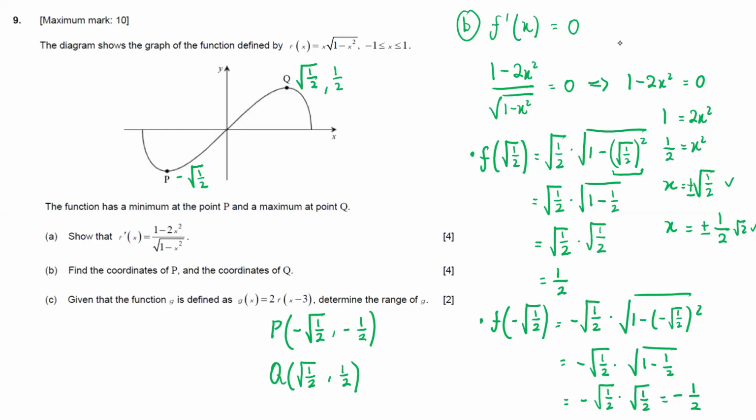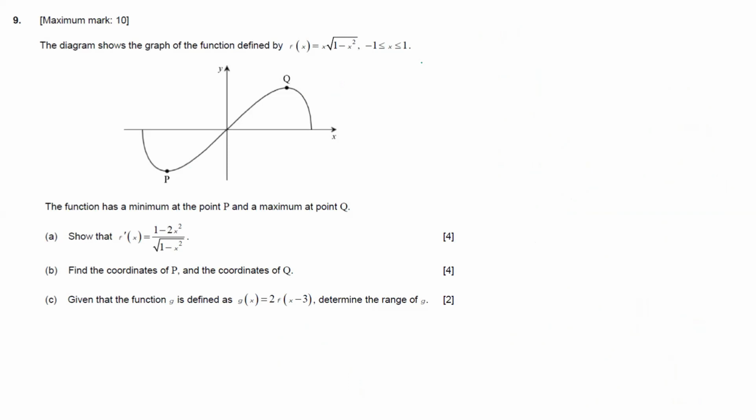Next one, given that the function g is defined as g(x) equals 2 times f(x minus 3), determine the range of g. Now, it's so tempting for us to find g(x) because we can actually find the algebra of it, right? So it's 2 and then times f(x minus 3). We can substitute x minus 3 right there and we can multiply it with 2. But then we can actually just work with transformation of function right here.